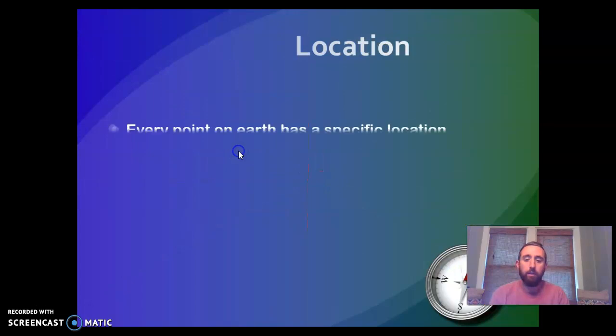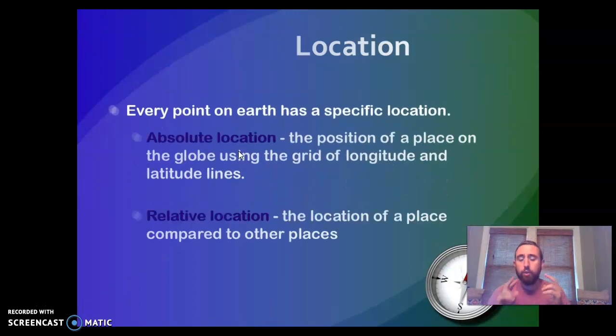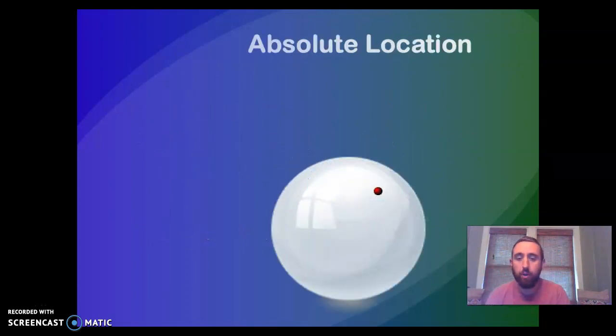Now, location. There's 2 types of location. There's absolute location and there's relative location. Every point on the Earth's surface has an absolute location, also has a relative location. Okay, let's talk about absolute first. Okay, there are what we call lines of latitude and longitude. Okay, basically it's imaginary lines that are on the Earth.